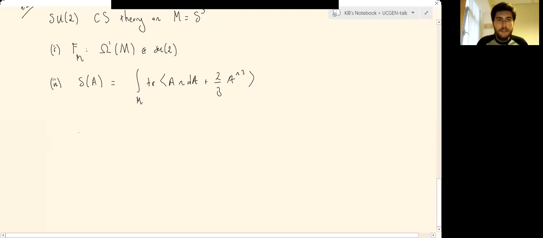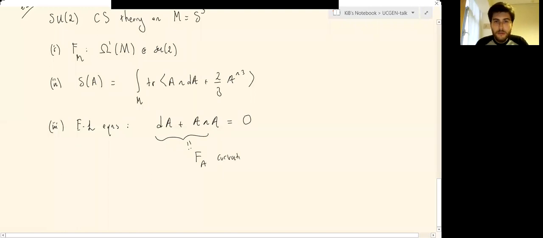When you analyze this action functional and look at its critical points, with the same tricks, the corresponding Euler-Lagrange equation turns out to be this: F_A = dA + A wedge A is 0. And this term is actually, in general, the so-called curvature 2-form. Maybe it's a little bit unfortunate notation, don't confuse it with F_M.